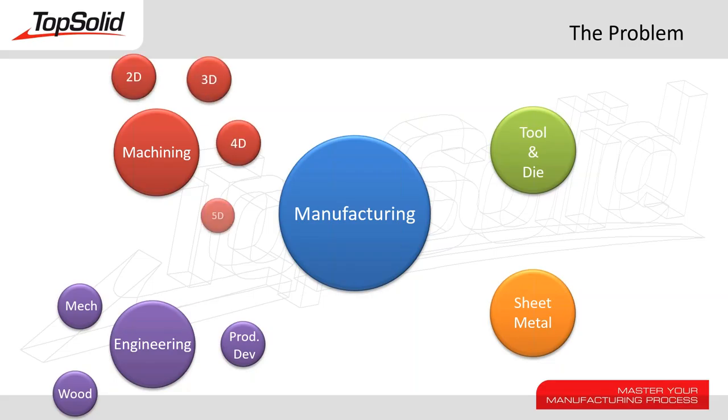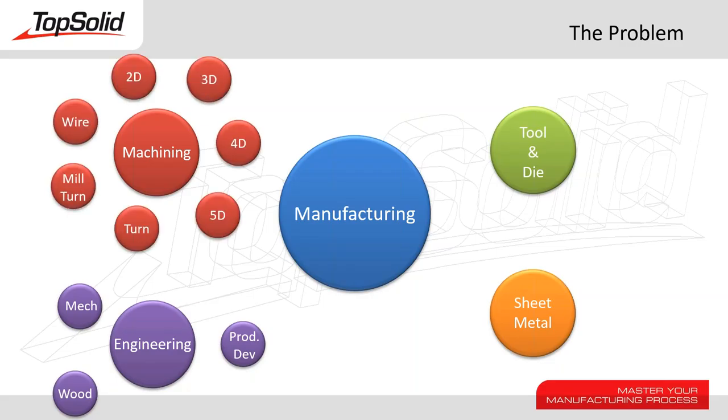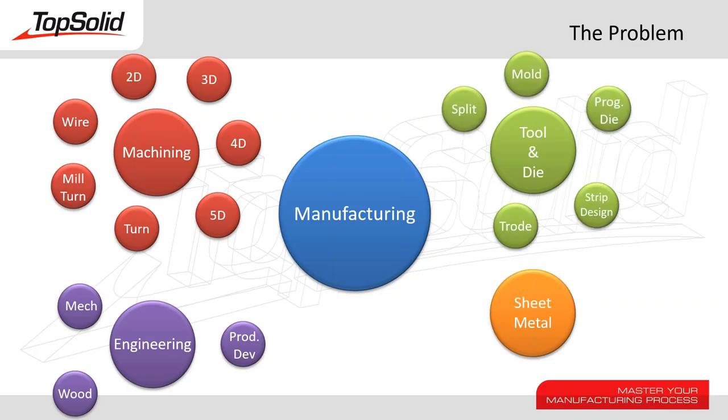On the machining side, it's broken into a few subsectors. You have 2D machining, 3D milling, 4D milling, 5D milling, turning, mill turn, and of course wire EDM. On the tool and die side, you have to deal with core and cavity splits, mold design, strip design and the final progressive die design. And in manufacturing prog dies and molds, you of course have to be able to deal with electrode design. Finally, on the sheet metal side, you have to deal with programming laser machines, punch machines, and the nesting that goes with that specific manufacturing process.